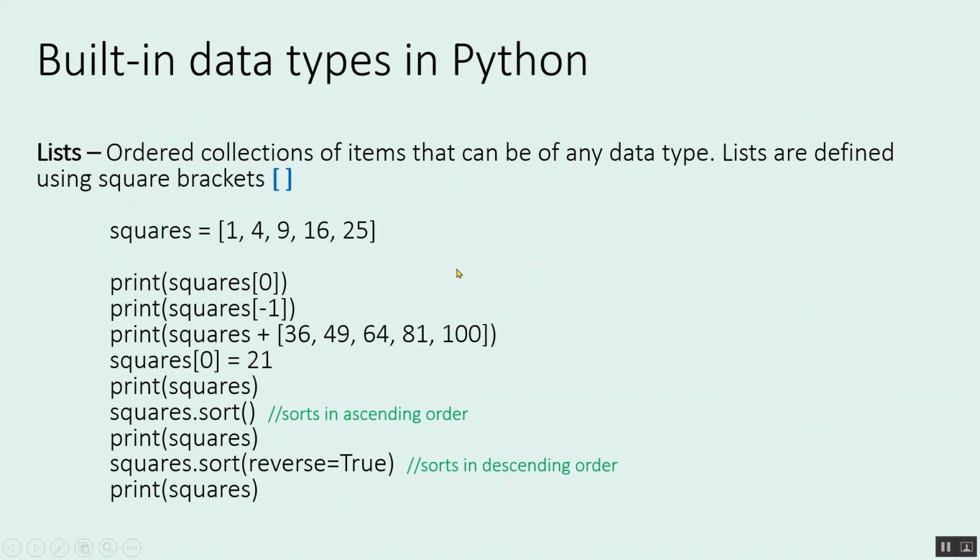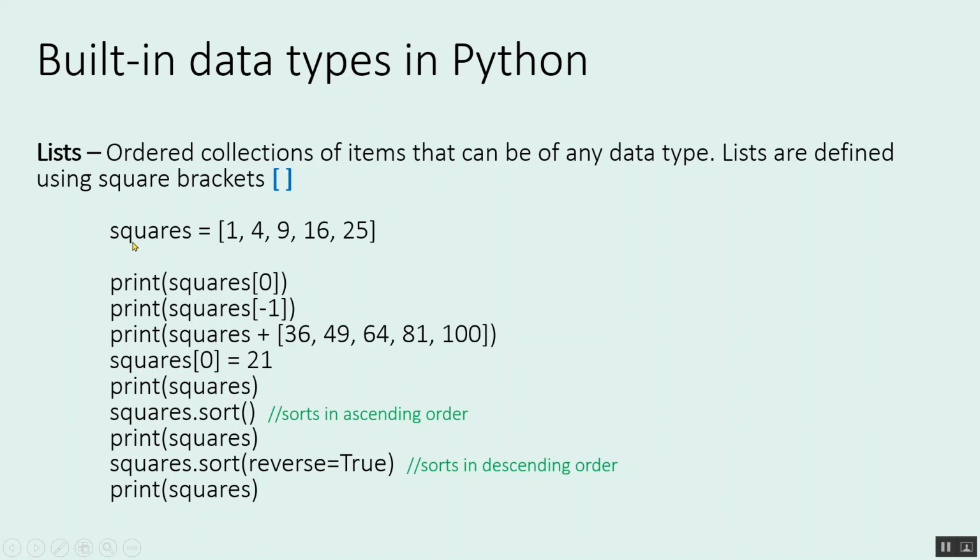We have list. So in our built-in data types, class, we have this list. So those are ordered collections of items that can be of any data type. So lists are defined using square brackets. Okay? So in our previous lectures, when we declare a variable, we could only assign a single value. On our list, we could actually assign multiple elements or values to a single variable. So list is what we call it. Okay? So here we have squares.